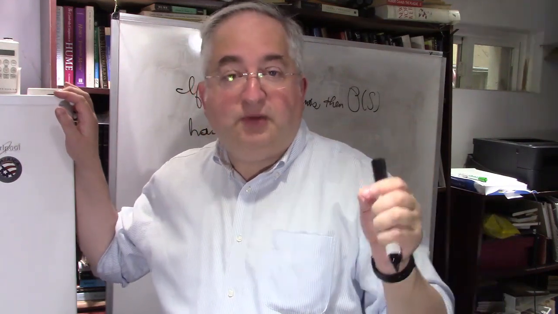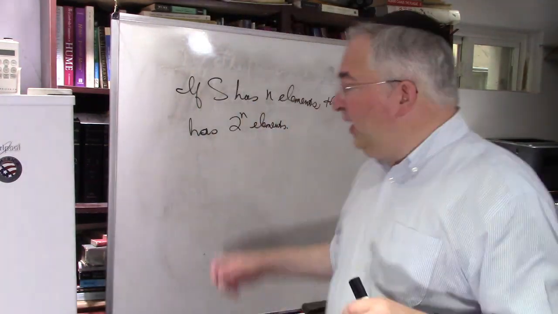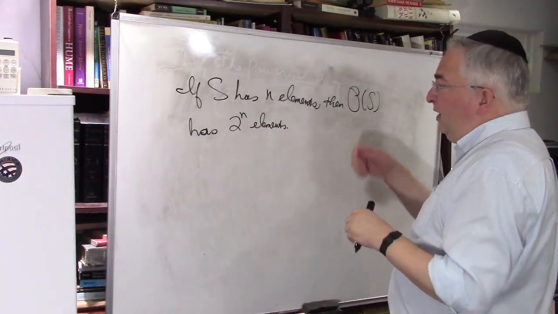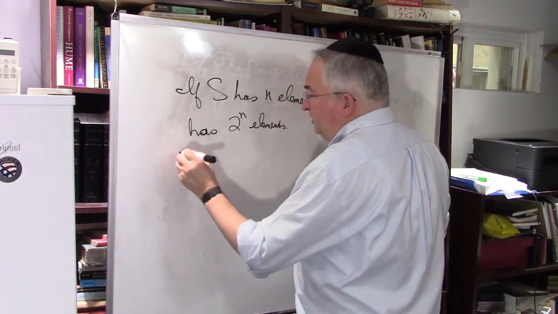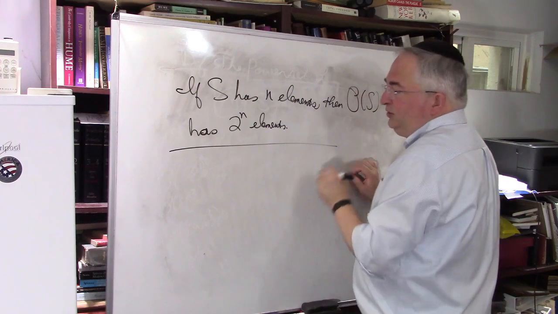Because each one of those elements could be in the set or not in the set. And when you want to list off all possible subsets, you have that. Okay, let's just write this a little bit better. It basically says this. Again, we're going towards symbols.